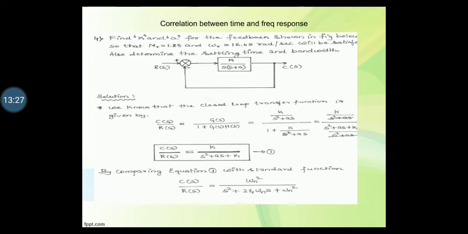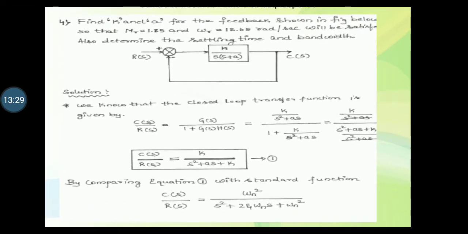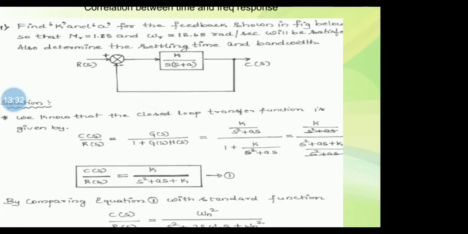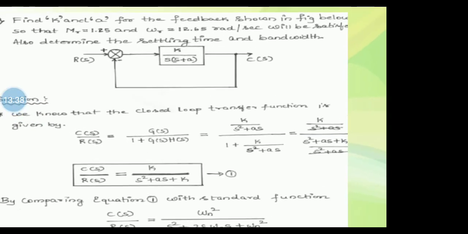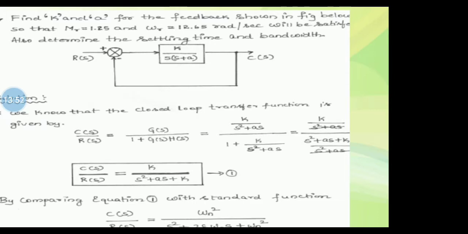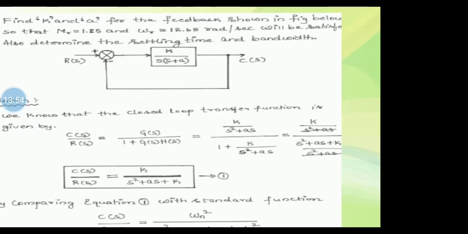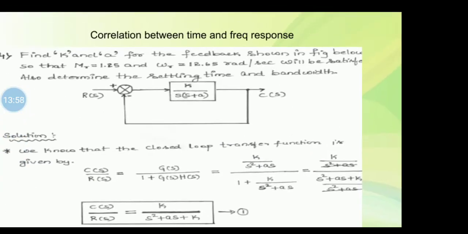The statement of the problem is: find K and A for the feedback system shown in the figure below, so that Mr is equal to 1.25 and omega R is equal to 12.68 radians per second will be satisfied. Also determine the settling time and bandwidth. So this is the system given. R of S is input, C of S is output, and the feedback is unity. We have to find K and A.